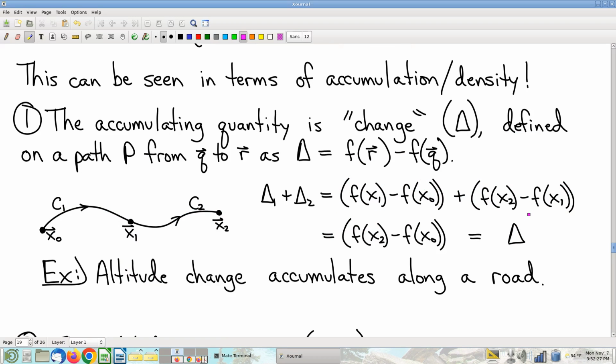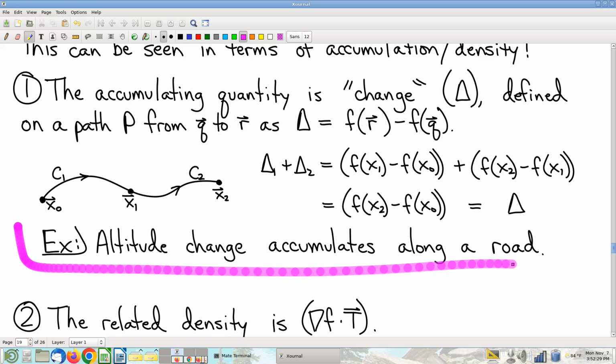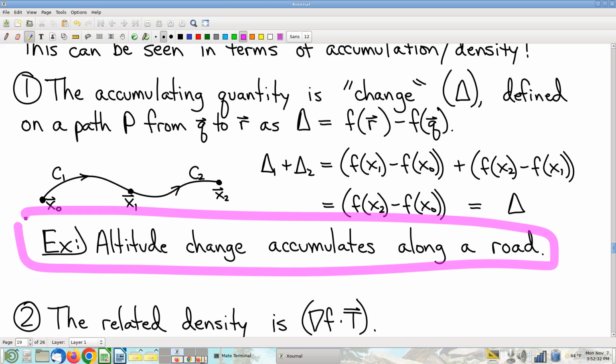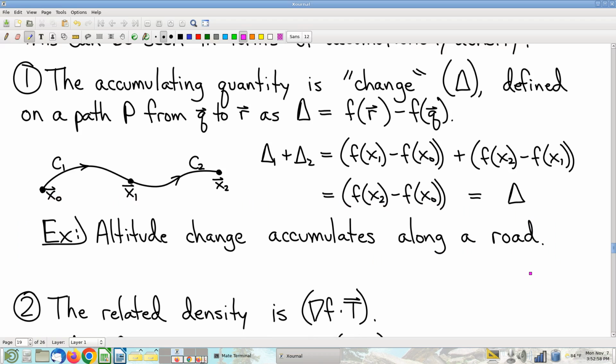Just to make it a little bit more visceral, I like to make this observation here. Think about how much your altitude changes as you drive along a mountain road, right? The amount of altitude that you gain in the first 10 minutes, the amount of altitude that you gain in the second 10 minutes, if you add those up, that gives you the amount of altitude that you gain in the first 20 minutes. Right? Altitude just keeps accumulating. Okay. All right.